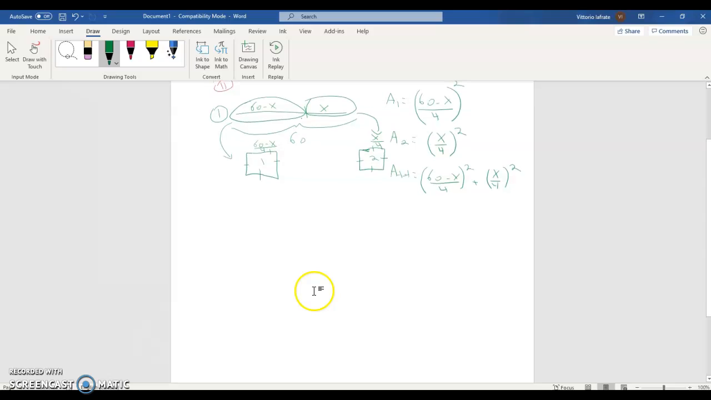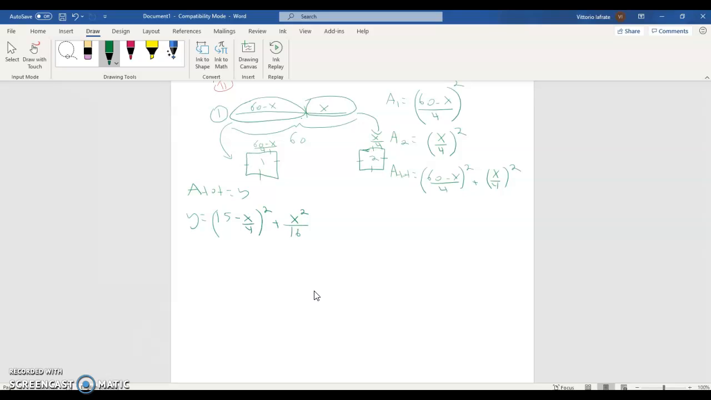And so what we're going to do is we're going to expand this. I'm just going to call my area total y now. So just so you don't get confused, I'll write that down. Area total, we'll call it y. So y will be equal to (15, that's just 60 divided by 4, minus x over 4) squared plus x squared over 16, because that's x squared here, and then that's 4 squared, which is 16.